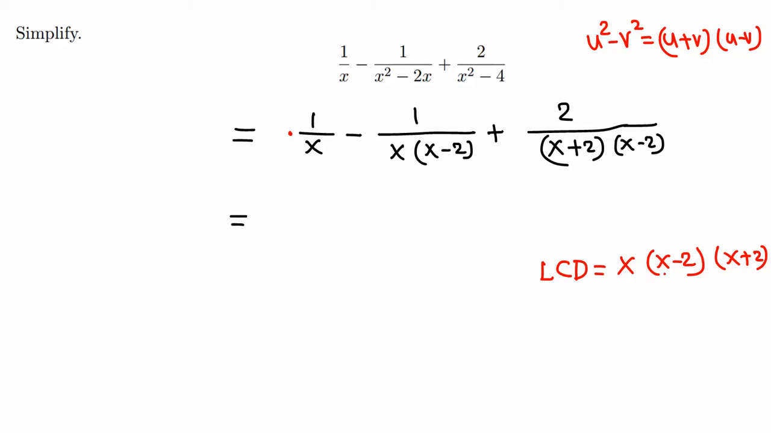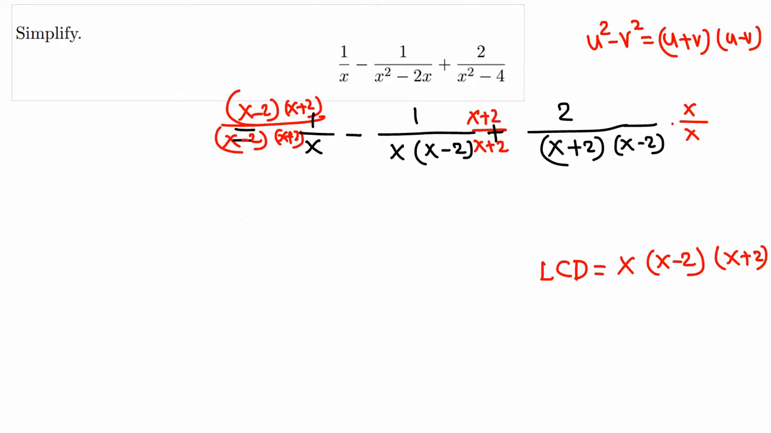For the first fraction, x is already on the bottom, so we need to multiply by x minus 2, x plus 2. So x minus 2, x plus 2 on the top, same thing on the bottom. In the second fraction, what is missing? x and x minus 2 are on the bottom, so x plus 2. So we multiply by x plus 2 over x plus 2. For the third fraction, x is missing, so we multiply x over x.